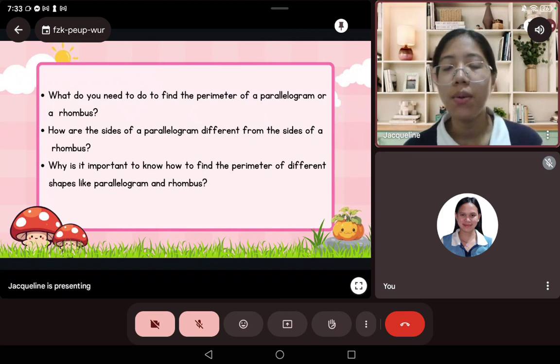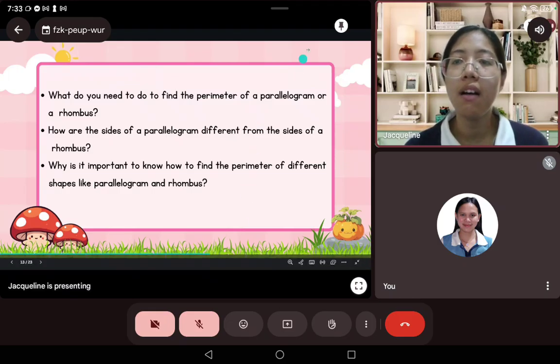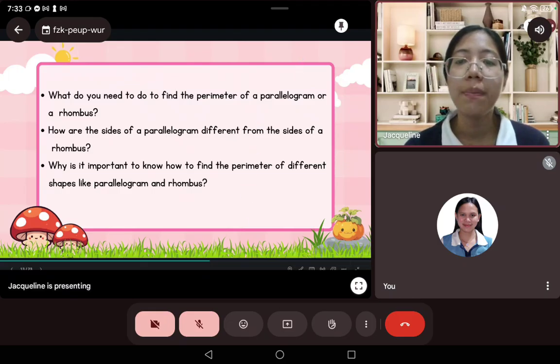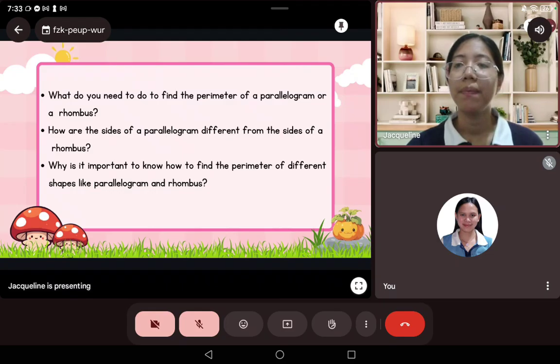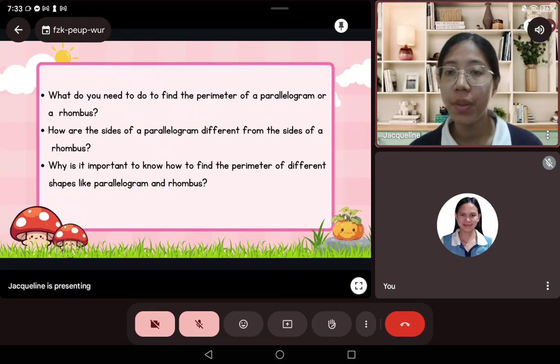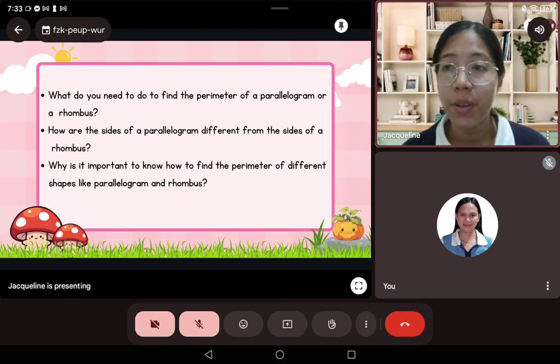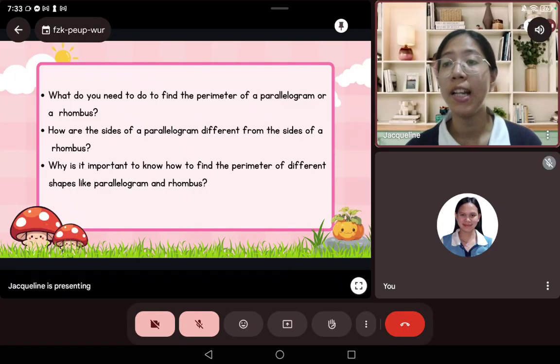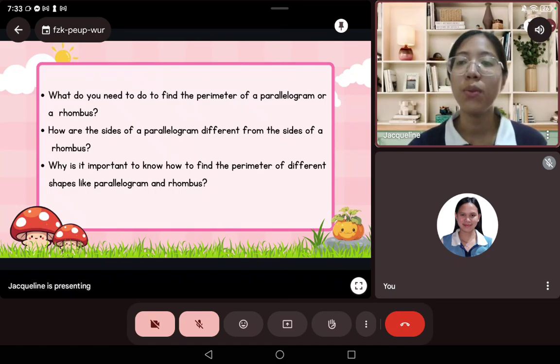What do you need to do to find the perimeter of a parallelogram or a rhombus? Anyone? Yes, that is correct. In order to find the perimeter of a parallelogram, class, or a rhombus, all you need to do is always remember the formula. So the formula again for parallelogram is, very good, perimeter of parallelogram is equal to 2L plus 2 width.